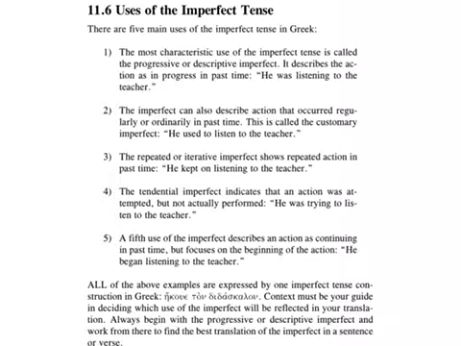Now, honestly, number one is the one that's going to happen the most. "He was listening." Nine times out of ten it's going to be that. But if you look at the paragraph after number 5, it says all of the above examples are expressed by one imperfect tense construction in Greek.